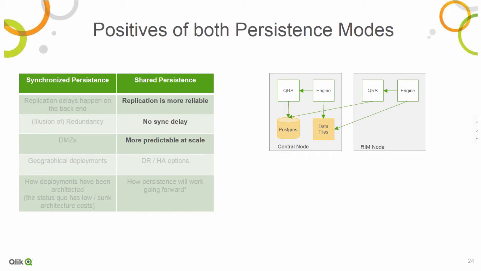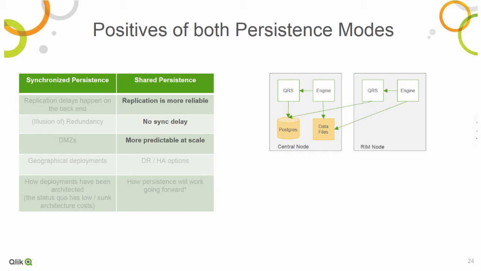So the benefits of shared persistence is that replication is more reliable. There's no real sync delay, and it's more predictable at scale, right? You're going to be adding in a RIM node. The RIM node requires no overhead to synchronize. There's no magic synchronization that's going on by the repositories. It's reaching out to a remote source, and it's opening that remote source and that remote source has a deterministic amount of file size, right? Especially with apps. You know if your app's a gig or not. And you can test that on a network and see whether the network can accommodate scaling out to that.